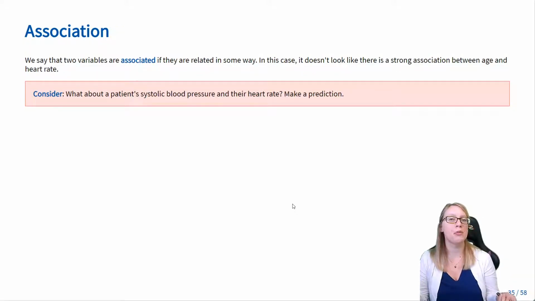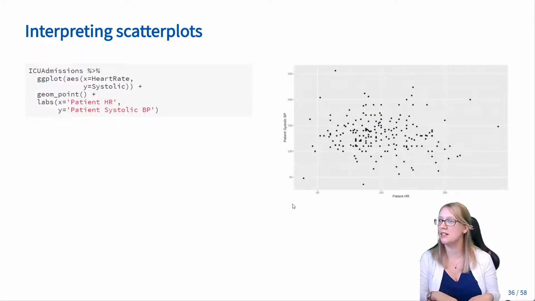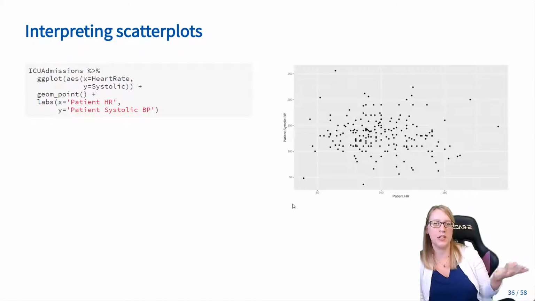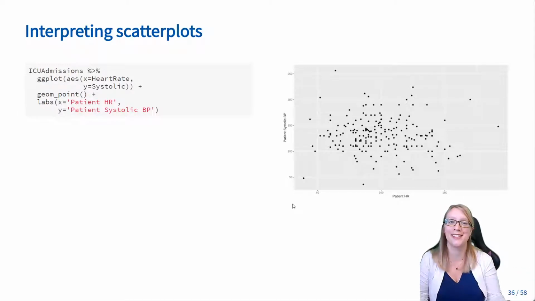What about systolic blood pressure and heart rate? Again, try to make a prediction. They're more concentrated together, but there's still no clear relationship. There isn't much of a link between heart rate and systolic blood pressure.